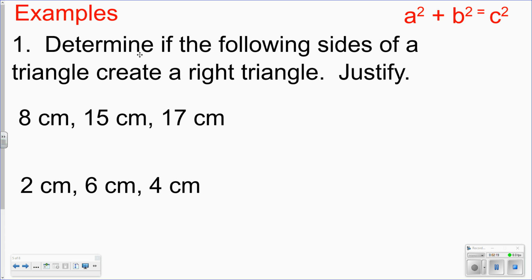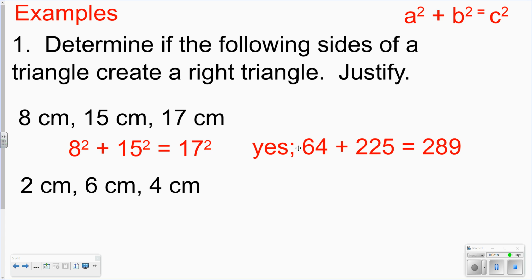So we're going to look at these following sides to determine whether it's a right triangle and justify my answer. So my sides are 8, 15, 17. So we're going to plug it in. 8 squared plus 15 squared equals 17 squared. 64 plus 225 does equal 289. So yes, this part where it says 64 plus 225 equals 289, that's my justification.